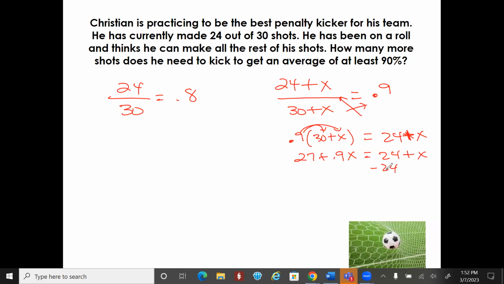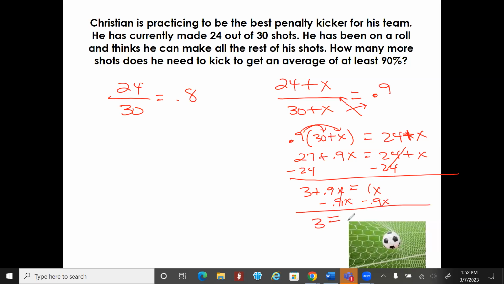We're going to subtract 24. And so that'll give me 3 plus 0.9x equals 1x. We'll subtract 0.9x. And that's going to give us 3 equals 0.1x, divided by 0.1 on both sides. So x would equal 30. So he would have to make 30 more shots in order to bring up his average from an 80 to a 90.